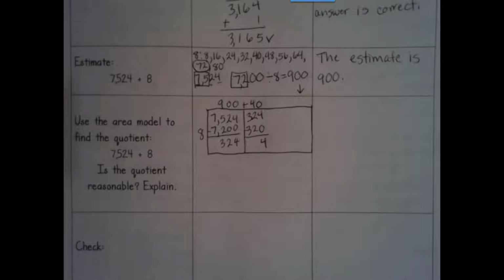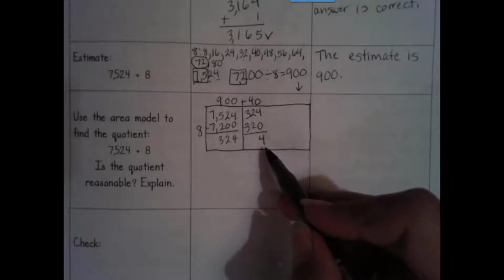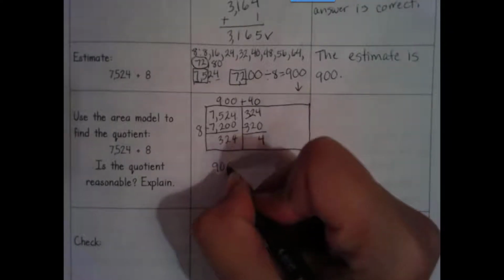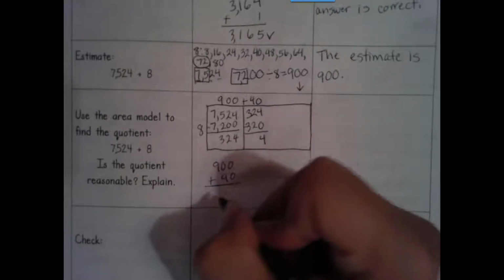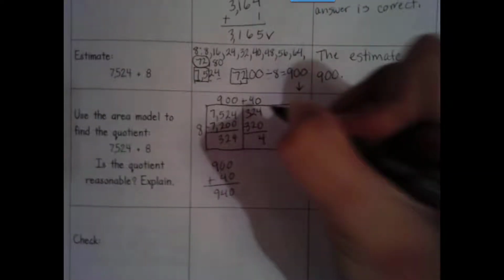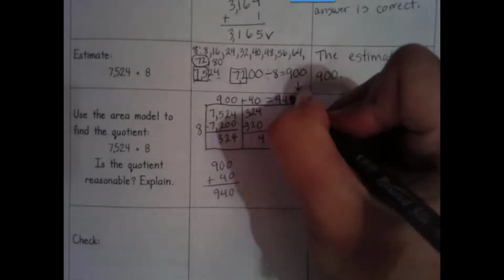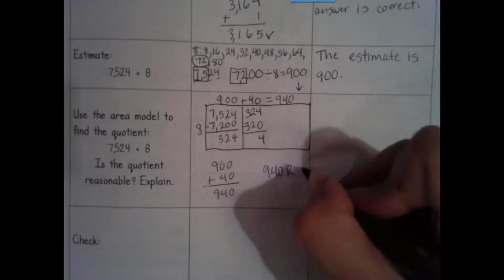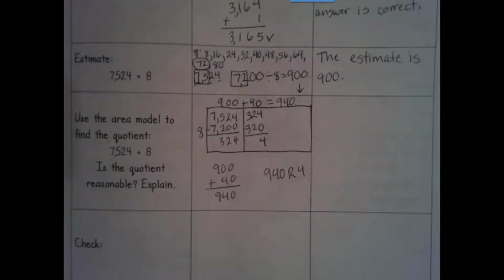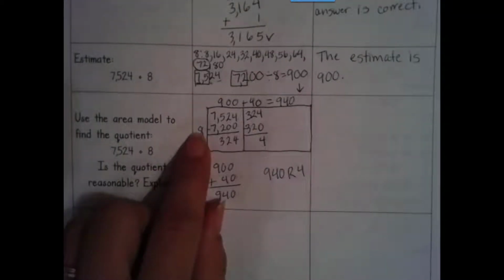4, I get 4. Can I take a group of 8 out of 4? No, so I'm actually done there. So 900 plus 40 is 940. That's my quotient. And then here is my remainder. What's left over, I can't make groups of.